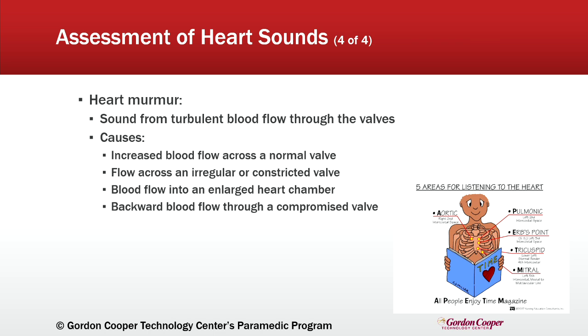Now, turbulence may arise from the flow across an irregular or constricted valve, so conditions like aortic stenosis or mitral stenosis can lead to characteristic sounds as well. Now, when blood flows into an enlarged heart chamber, it can create turbulence as well, resulting in a murmur. So it's often seen in conditions like dilated cardiomyopathy. And then murmurs can also be caused by backward blood flow through a compromised valve, and that's known as regurgitation. That can occur in conditions such as mitral valve regurgitation or aortic regurgitation.